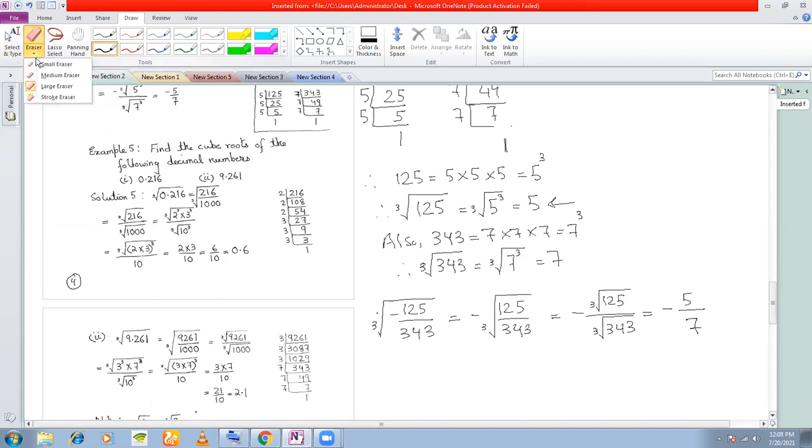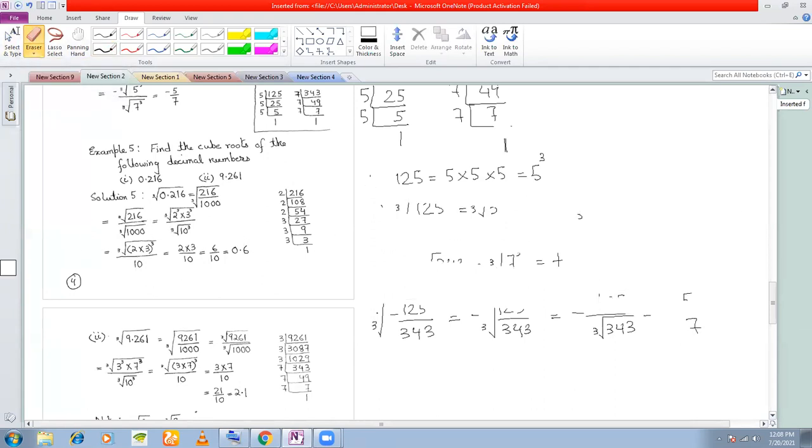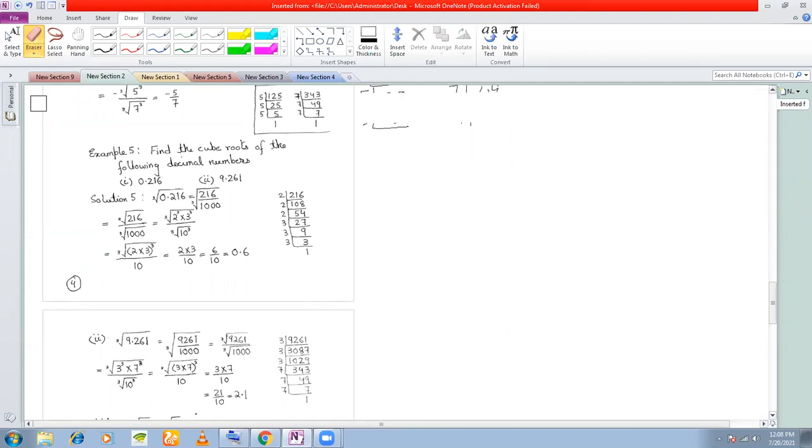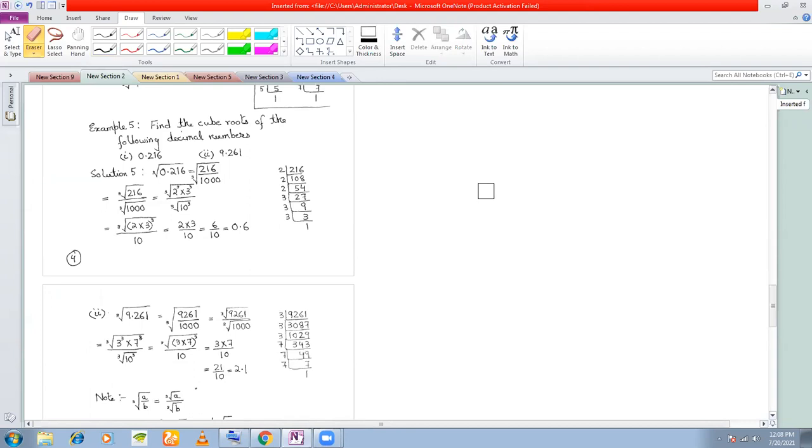So moving on to the next problem here. Question is, find the cube roots of the following numbers. First number, 0.216. How to find out the cube root of decimal numbers? In order to find out cube roots of decimal numbers, you can convert them to fractions first. 0.216 can be written as you're shifting 3 places to the right, so you need to divide by 1000. Right? We have written this.